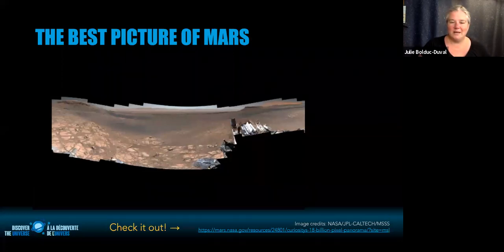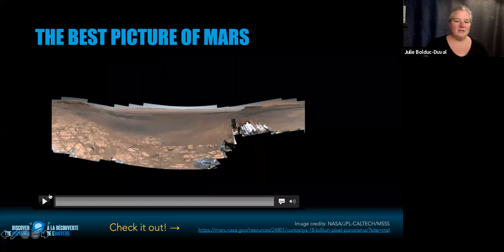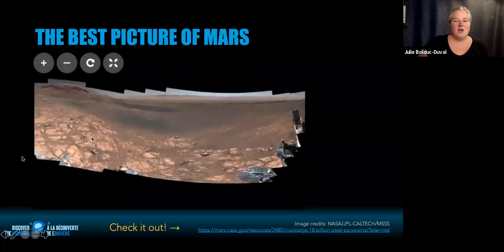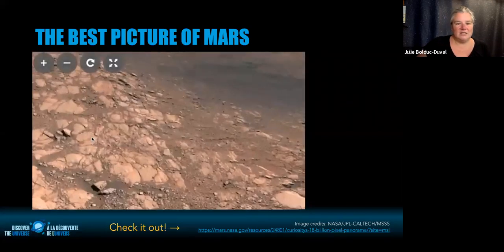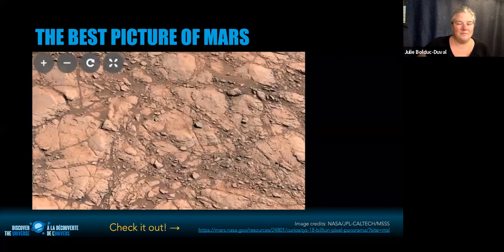It looks kind of weird like that, but I put the link, so go check it out. It's because it's the highest resolution image of Mars. It's got 1.8 billion pixels, I believe. So I just took a screenshot instead of zooming on some parts, but make sure you go have a look. It's just amazing the details we can see at the surface of another planet.